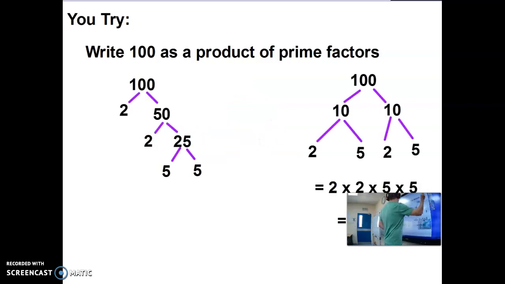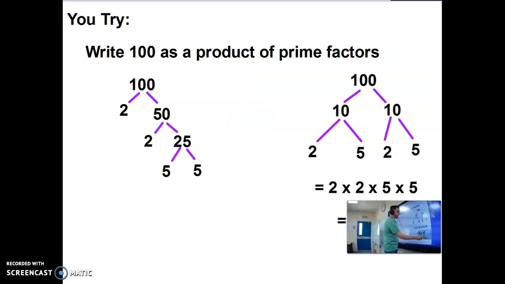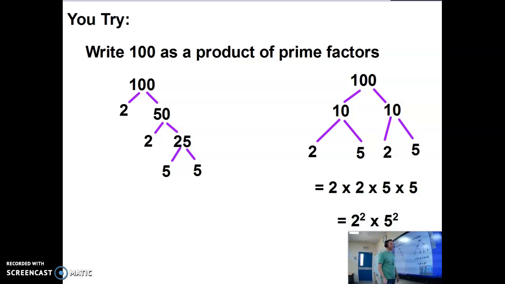Now, in that example, I divided by 10 and 10 first. But what I could do is divide by 2 first, and then I would get 2 times 50. 50 divided by 2 is 25, and 25 is 5 times 5. It gets me to the same answer. It doesn't matter which method you use. You can divide by anything you want, any factor pair, you will still end up with the same answer.